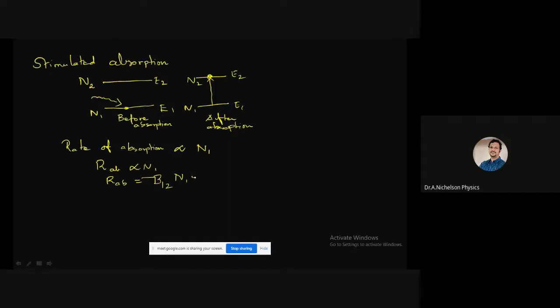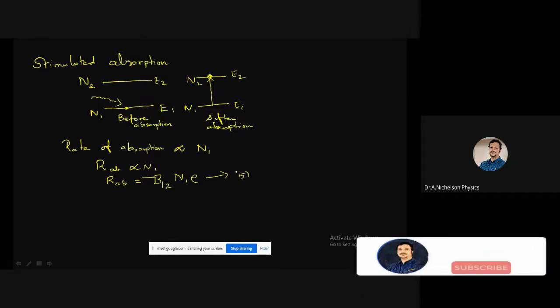So you can mention it as rho. So B12 N1 rho. The B is for stimulated absorption; we are using the coefficient B. The transition is from 1 to 2, so we are mentioning B12 and N1. The number of atoms in the lower energy state is responsible for this absorption. So N1, and the radiation is also involved, the energy density of this particular radiation. Okay, so that is rho. Already we have mentioned 4 equations, I think, so this is equation number 5.